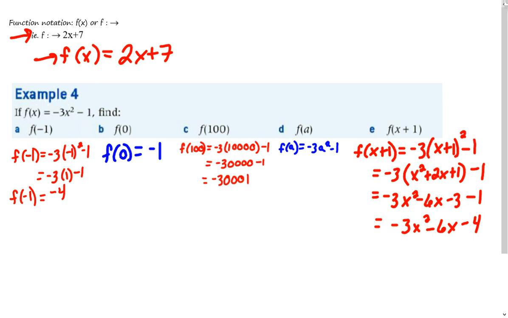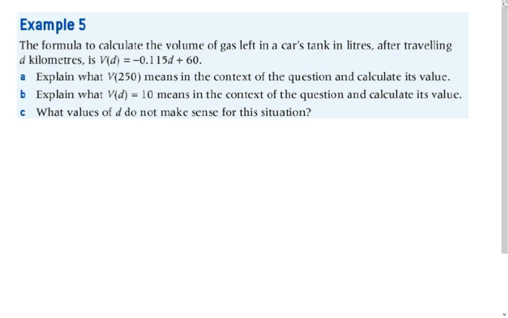The next two problems are story problems based on function notation and actually getting you to understand what they are telling me here. So I'm going to explain in words. I'm not going to write it down. And then I'll calculate its value for both A and B. So the formula to calculate the volume of gas left in a car's tank in liters after traveling d kilometers is as follows. So in part A, it says explain what V of 250 means.